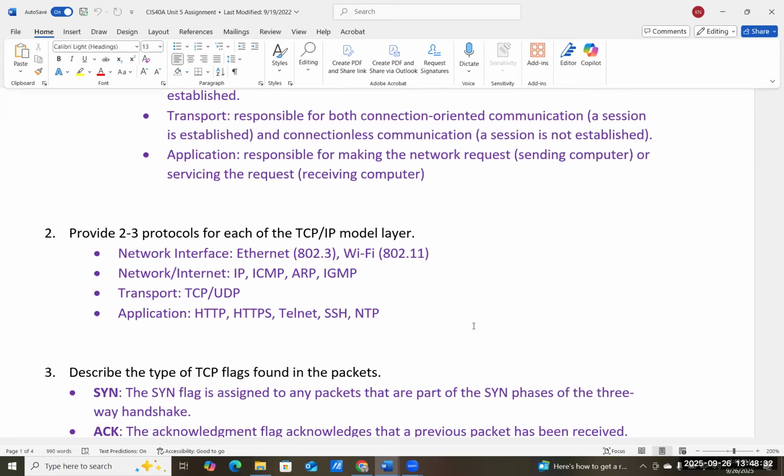So connection oriented and connectionless. And then your application, this is what you see with the browser, right? HTTP and HTTPS, so port 80, port 443. And then you have Telnet, which is a way that we can use the terminal to directly connect or communicate with the system. For example, I can use my laptop to connect to a switch or a device, right? We can do it both ways.